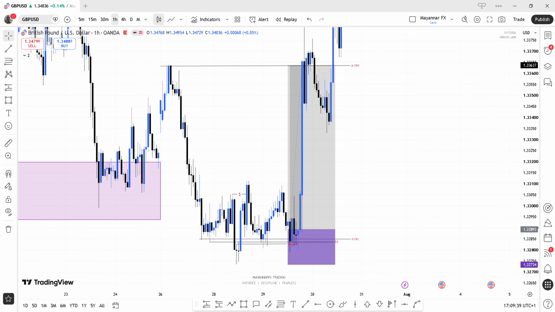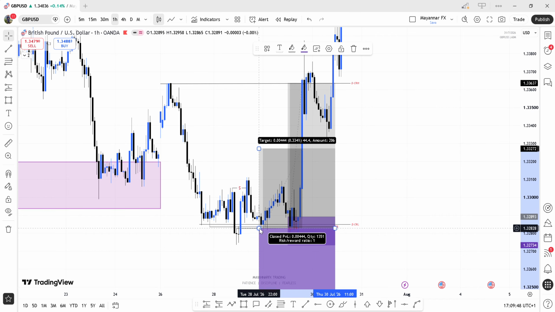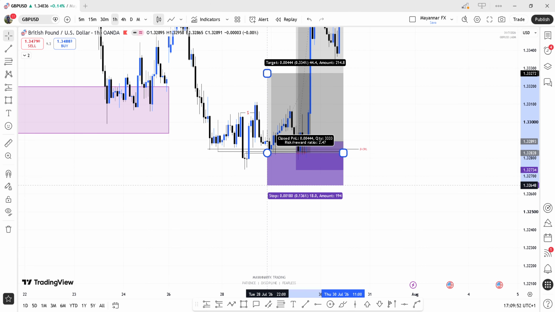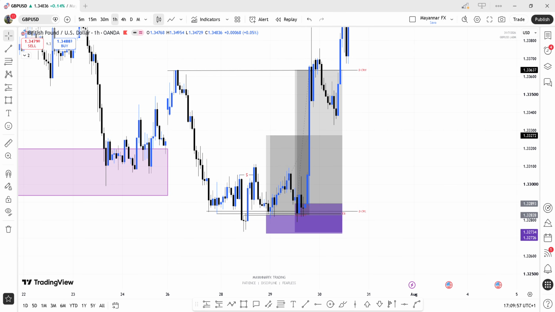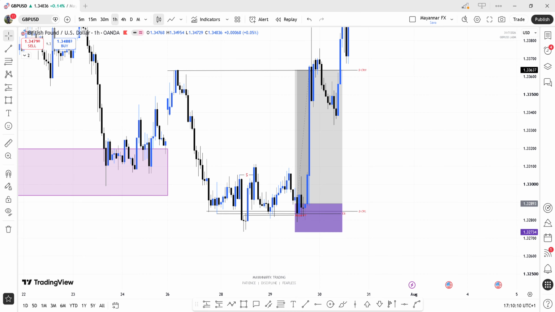So forget about this setup you're seeing. I entered late because I saw it late while I was waiting for my EURUSD to come in. Now, price tapped into this. Now let's see how many R this trade was. This trade was accurately 1:7. Let's say 1:8. A very clean trade, and we enjoyed it for the week, and it was beautiful.